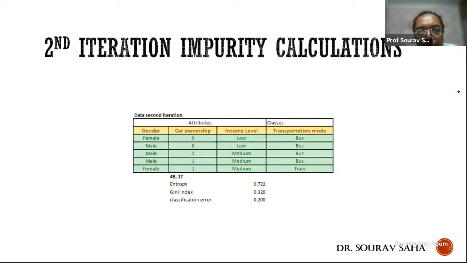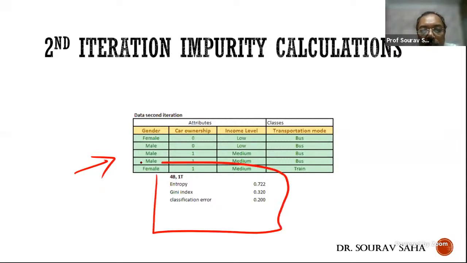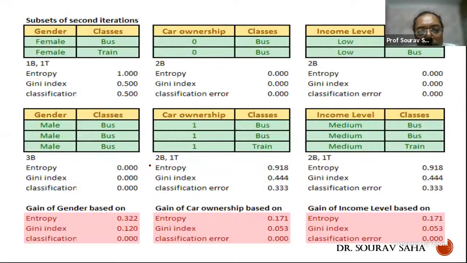If I do further splitting, once again, if I look into the impurity part, this is the impurity right now at this particular node. So this is the root node right now. These are the impurity values. If I do the splitting based on gender, car ownership, and income level, these are the reduction in impurity. My question to the class is, which one am I going to take right now? If you have understood properly, which one am I going to take? Which is the one variable I'm going to take right now?